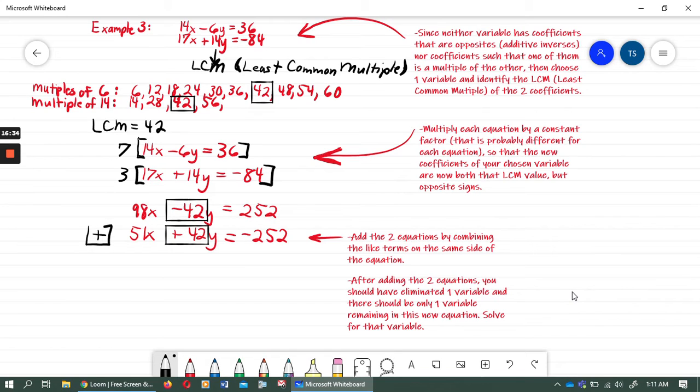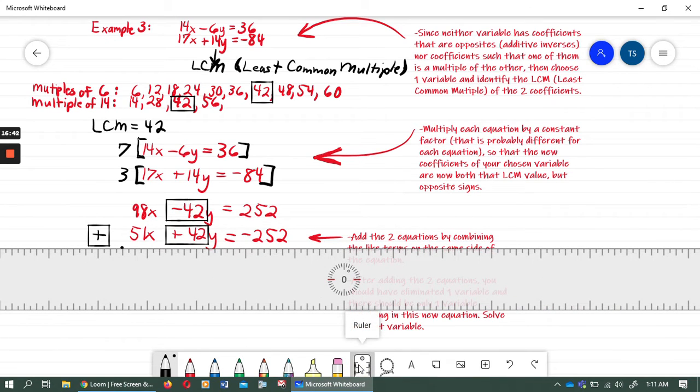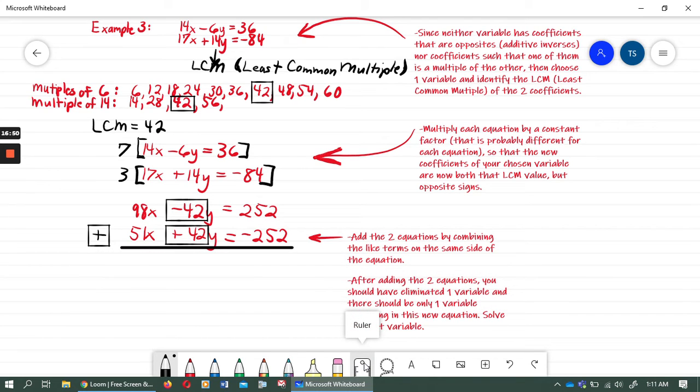So we're adding plus. You guys get to see my ruler again. And goodbye ruler. Alright, so let's combine these like terms that are on the same side of the equation. 98 plus 51, that gives us 149x. Yeah, I didn't want to write that in red. Let's switch that. Okay.